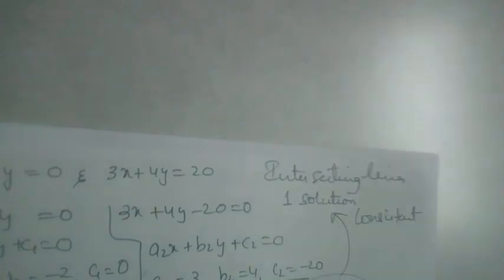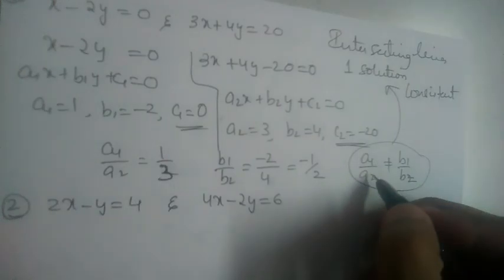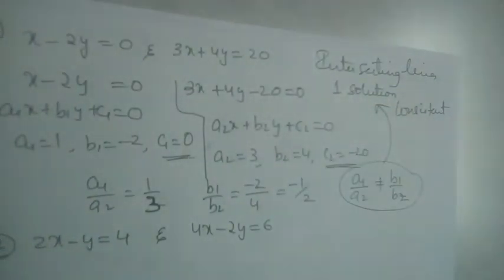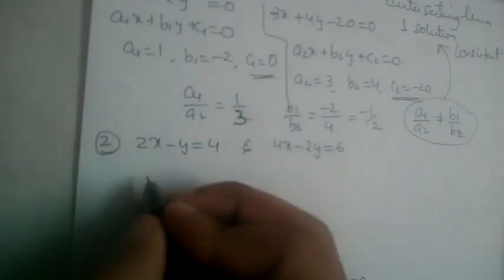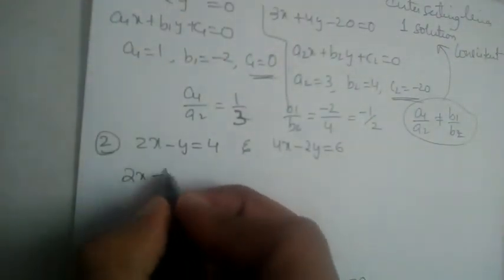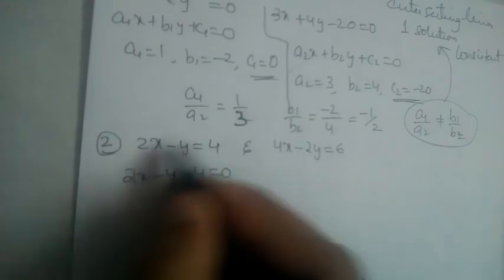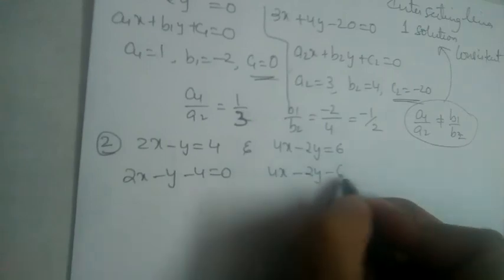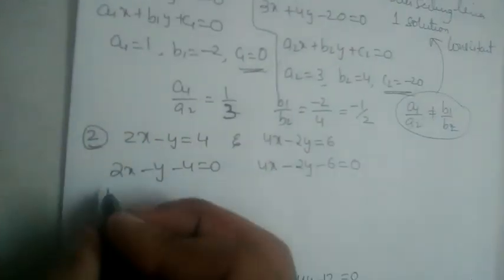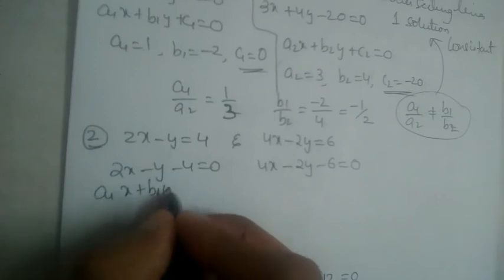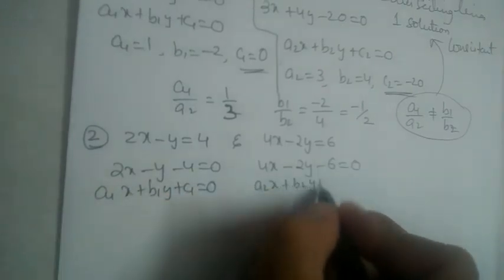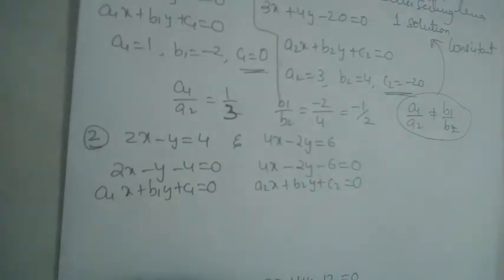Consistent lines. All right. So if a1 by a2 is not equal to b1 by b2, intersecting lines, one solution, and consistent. All right. Now the next one. Let us rearrange this. 4 comes on the other side, becomes minus 4, and this is 4x minus 2y minus 6 is equal to 0. This is a1x plus b1y plus c1 is equal to 0. a2x plus b2y plus c2 is equal to 0, right?